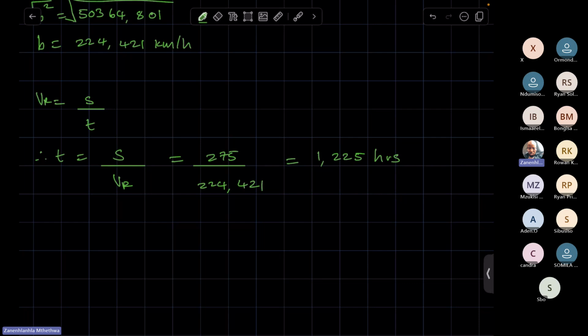And then if they specify that they want you to calculate the time in minutes, then you'd obviously multiply this by 60. And if they wanted it in seconds, you multiply this by 3,600. If they don't specify, you can leave it in whichever unit, hours or seconds, it doesn't matter.